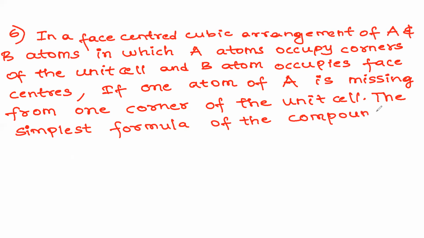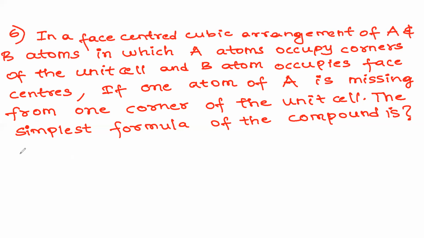So this is model number 6, very, very important. In a face-centered cubic arrangement of atoms A and B, in which A atoms occupy corners of the unit cell and B atoms occupy face centers. Still here it is very clear, and we can say A is 1, B is 3. But one of the atoms of A is missing from one corner of the unit cell, then the simplest formula of the compound is? So in this case, since A is occupying corners, A should be present at 8 corners, but one of the A is missing from a corner.